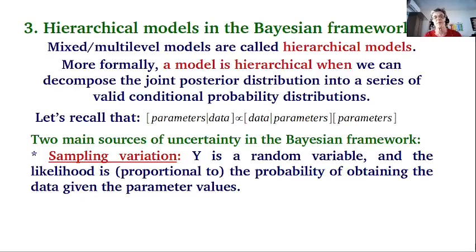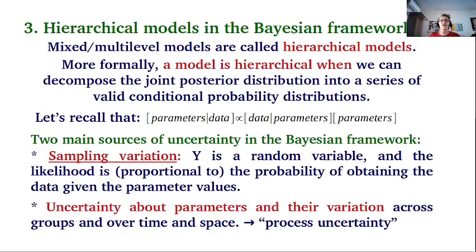So there are two main sources of uncertainty in the Bayesian framework. First of all, there is sampling variation, because our response variable is a random variable, and the likelihood is the probability of obtaining data given the parameter values. This is why we model the response variable using a probability distribution. And the second source of uncertainty is the uncertainty about the values of the parameters and their variation across groups and over time and space.